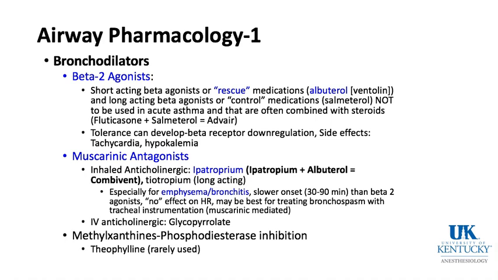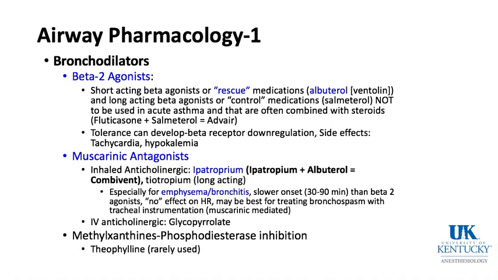Muscarinic antagonists can be used as bronchodilators. Inhaled anticholinergics like ipratropium. Ipratropium plus albuterol in combination is Combivent, and tiotropium is a long-acting anticholinergic. They are especially useful for patients with emphysema and bronchitis. They tend to have a slower onset than the beta agonists, and they tend not to increase the heart rate like the beta agonists. They may be best for treating bronchospasm with tracheal instrumentation, which tends to be muscarinic mediated.